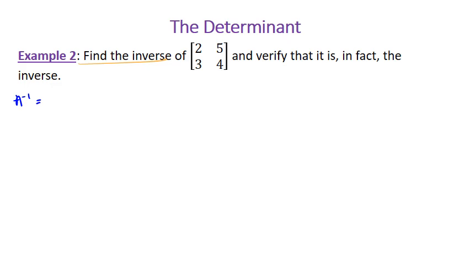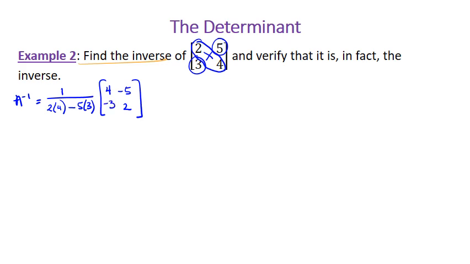So from the formula in Theorem 4 on the previous slide, A inverse is found by taking 1 over the determinant, and the determinant is 2 times 4 in this case, minus 5 times 3, times the new and improved matrix. So we are going to change the order of these, so 4 and 2, and then we are going to negate the 5 and the 3.